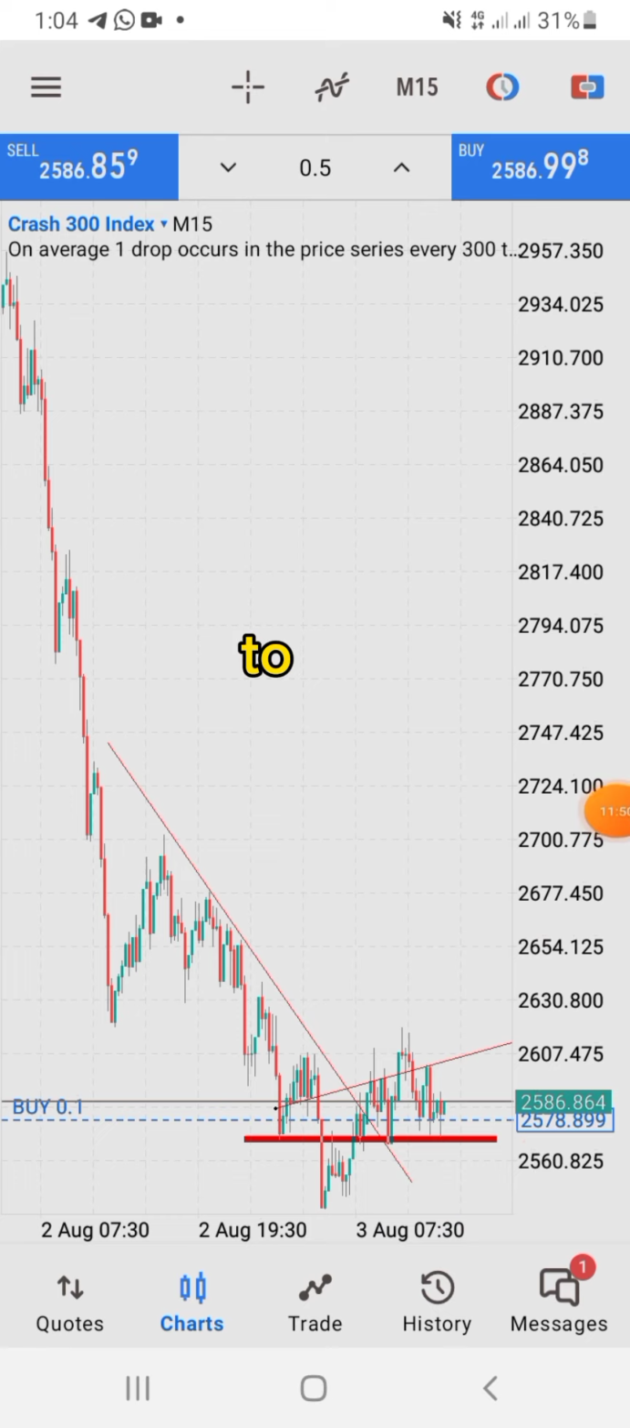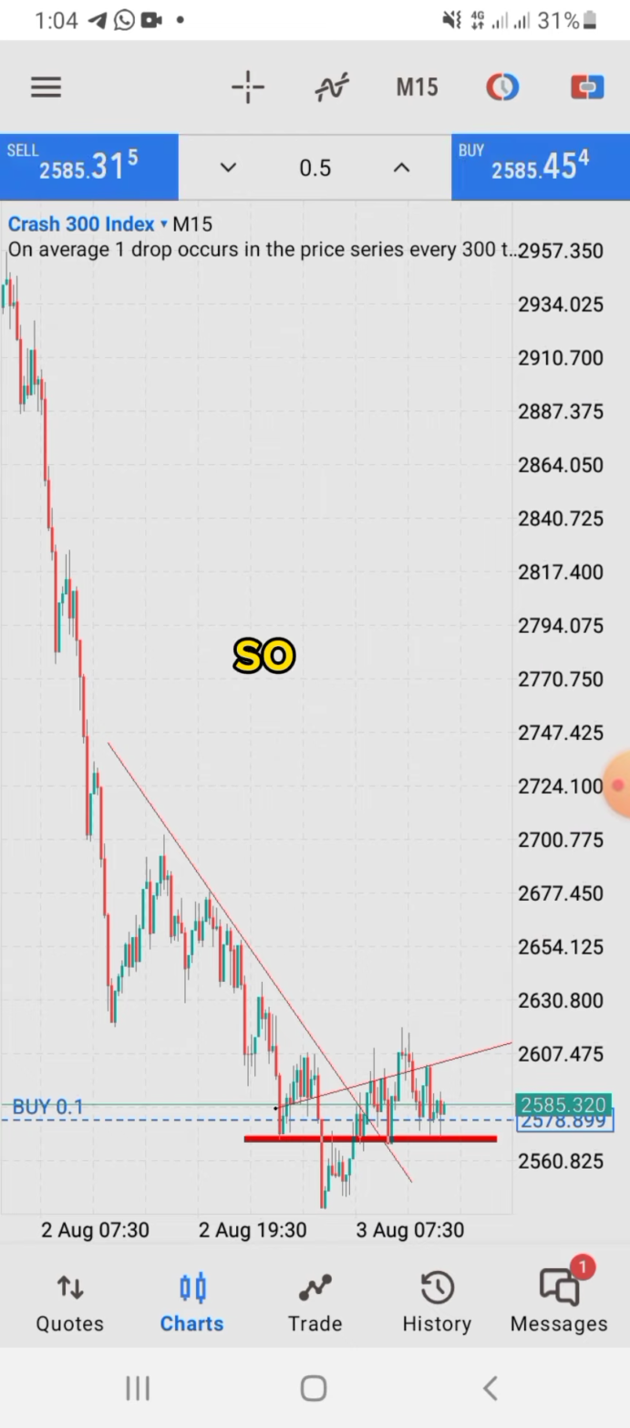So I want to take an entry, and I take a smaller size because I'm still expecting the market might go down against me by about 70 or 80 pips. That's why I'm taking a smaller size, so in case the market goes the other way around, it will not affect or blow this account.